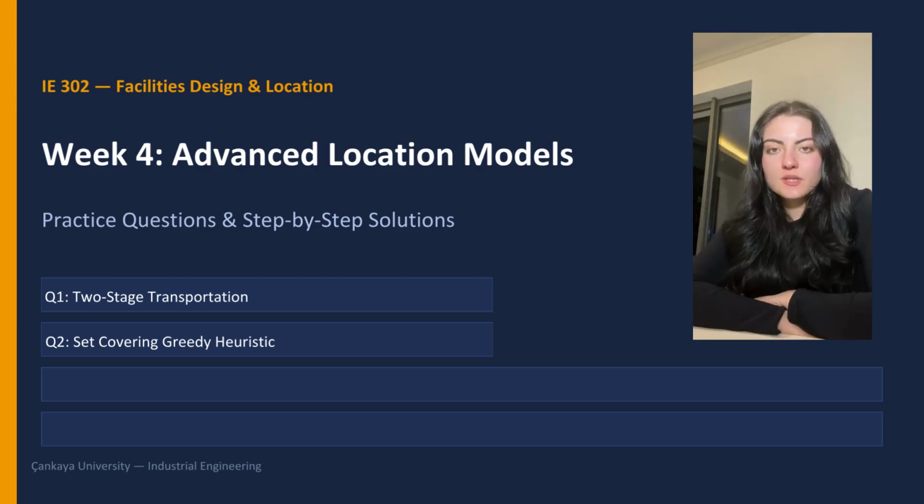Hello everyone, in this video I will be solving two questions about advanced location problems. The first question is about the two-stage transportation model where products move from suppliers to plants and then plants to customers. The second question is about set covering, where we try to cover all demand points with the most cost-effective facility choices. So in this presentation we will see two different optimization perspectives.